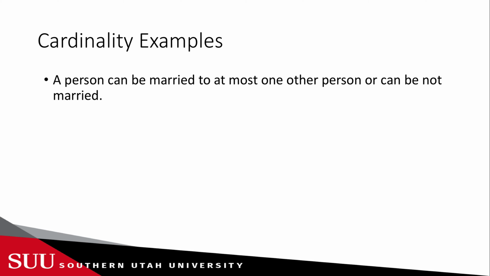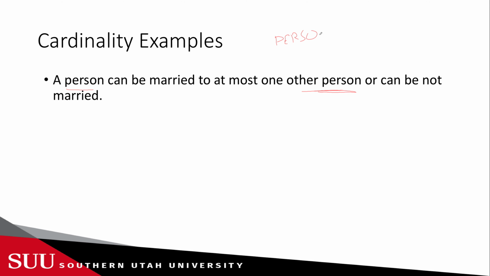One more example would be a person can be married to at most one other person or can be not married. So in this case, how many entities do I have? If I look at it, it's only a person that can be married to another person. So I only have the person entity.